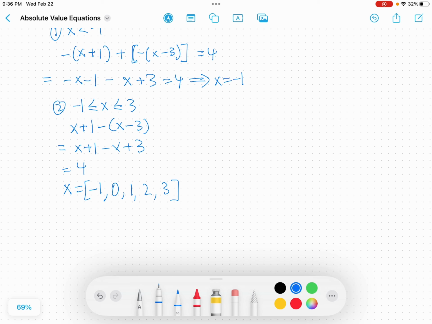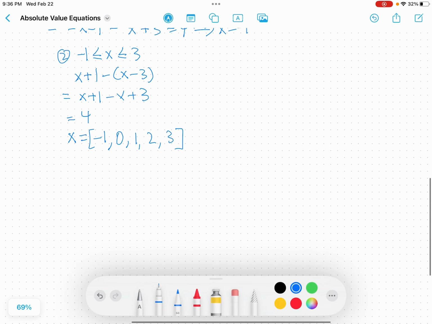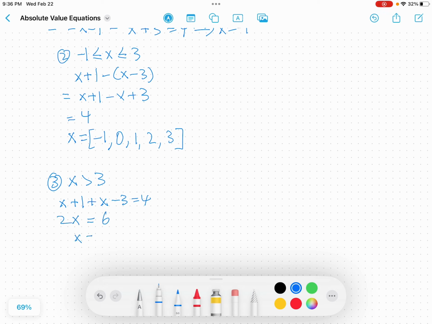And now for the final case. x is greater than 3. This will leave both absolute values positive. x + 1 + x - 3 equals 4. 2x is going to equal 6. x equals 3.